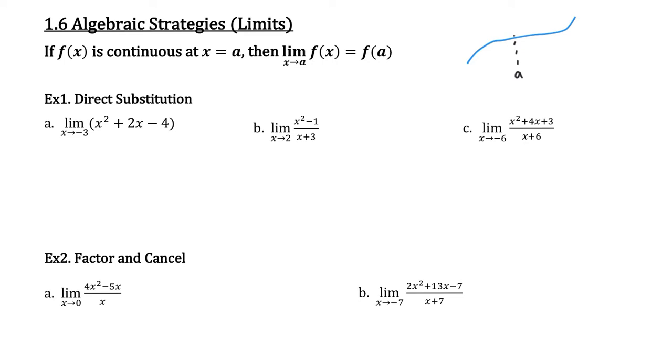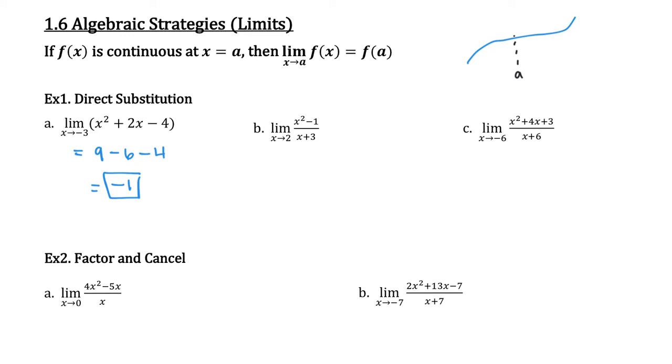Okay, so the limit as x approaches negative 3 of x squared plus 2x minus 4, we are just going to plug it in. That's going to be negative 3 squared, 9, minus 6 minus 4, which is negative 1. Once I plug in the negative 3, I stop writing limit as x approaches negative 3.